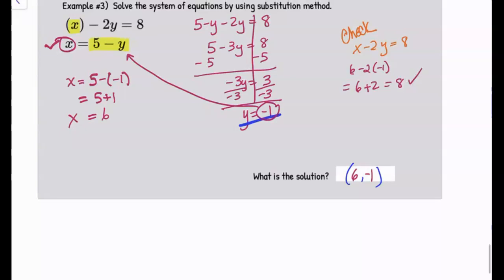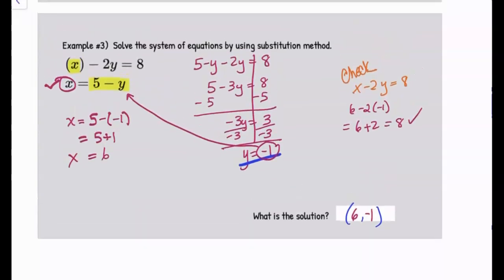So there you go. There are 3 examples, and on the video as well as on the practice problems, they're going to get a little bit harder, and we will go over them more next class.